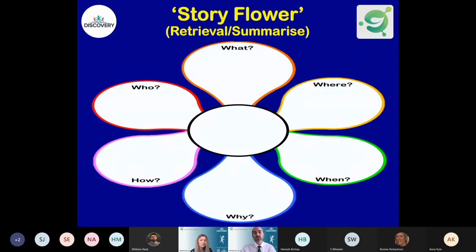So I just want to share 3 or 4 visual learning tools. The first one's called a story flower, which I've been using for years and years, and it's something that looks very Key Stage 1, but there's no reason why this can't be used in years 4, 5 and 6, and even Key Stage 3.